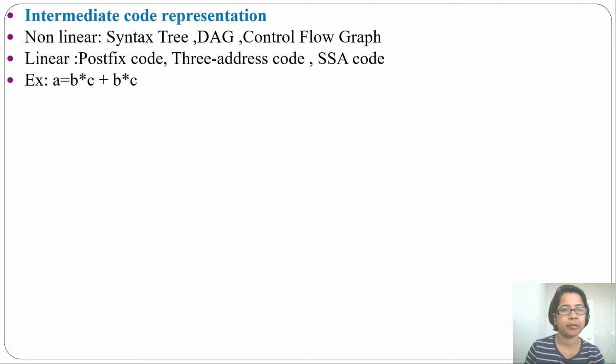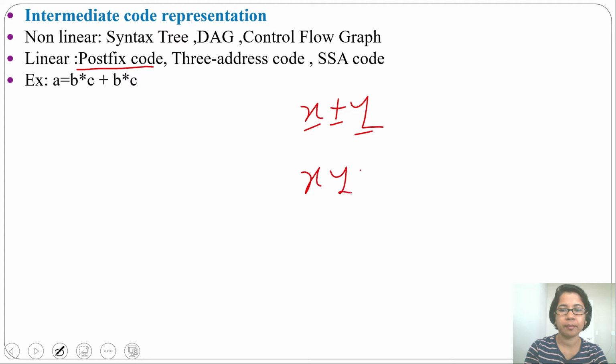Let's take an example: A = B * C + B * C. First, I will write postfix code. In infix, we write X plus Y: operand, operator, then operand. In postfix, we will write X Y plus. First, we write both operands followed by the operator. This is postfix code.